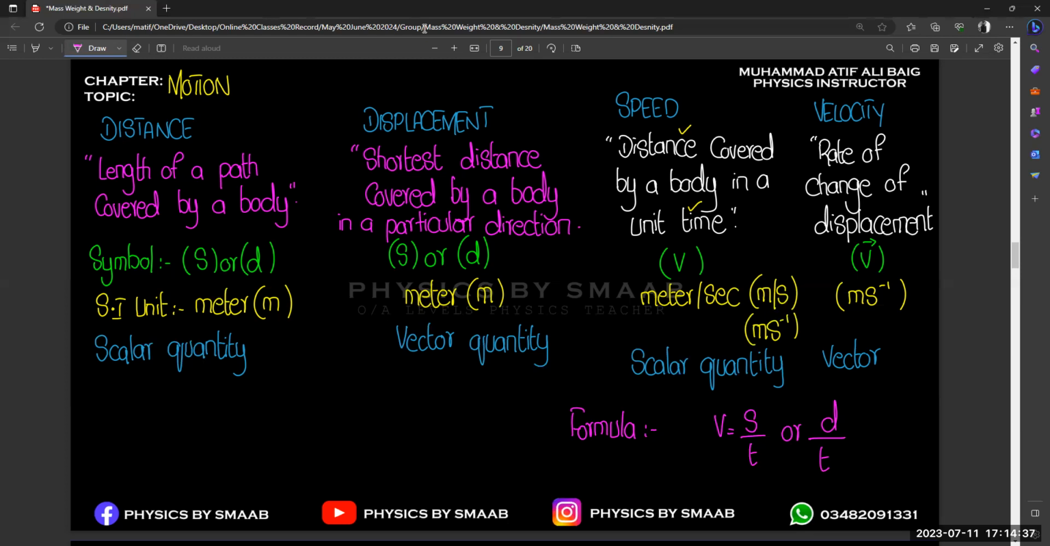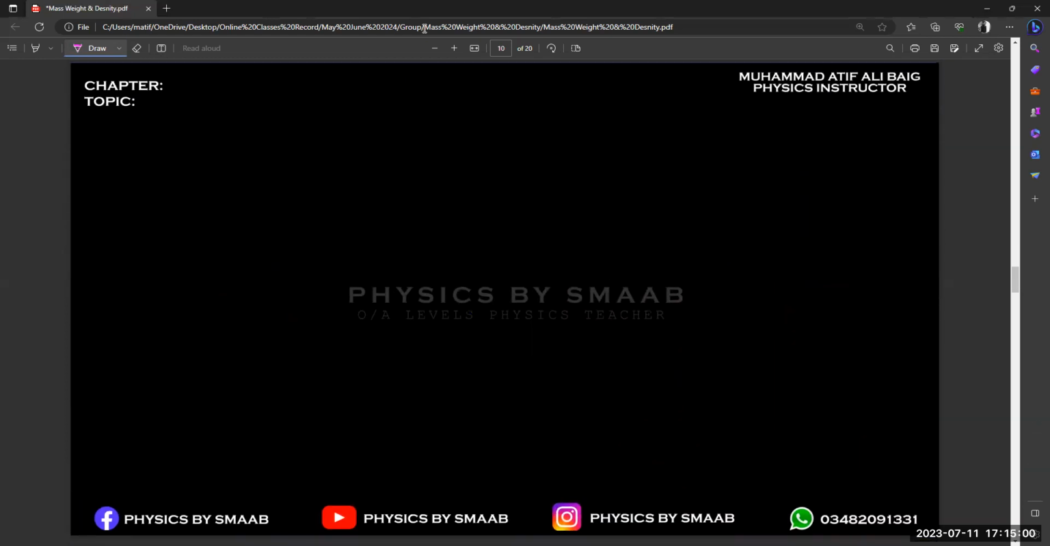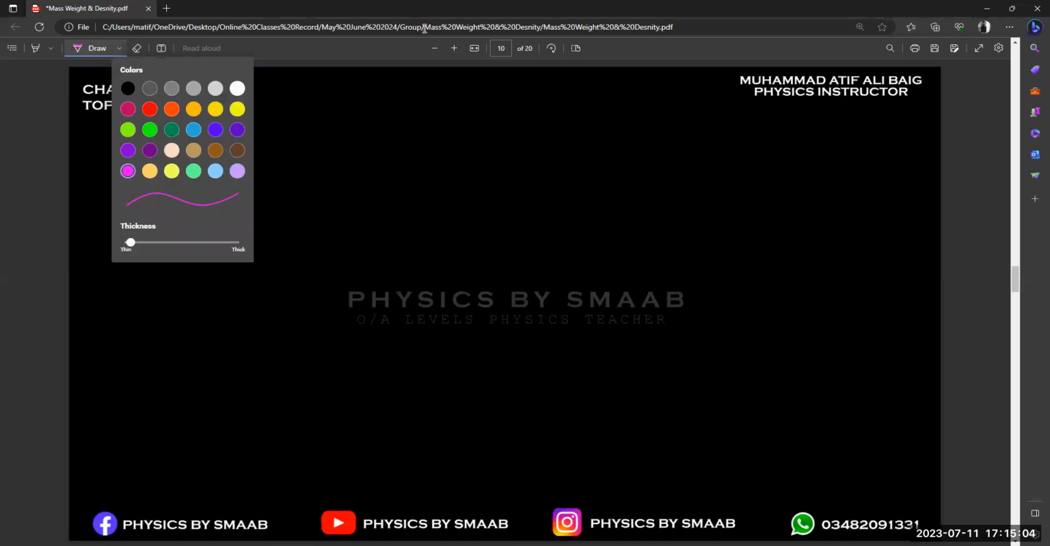All clear? Any confusion? No, sir. Okay, let's quickly move towards the new section of acceleration, because these are basic definitions, only basic concepts, and after doing many questions you automatically get the concept of these quantities. So you don't need to give extra time to these topics because these are just basic terms.